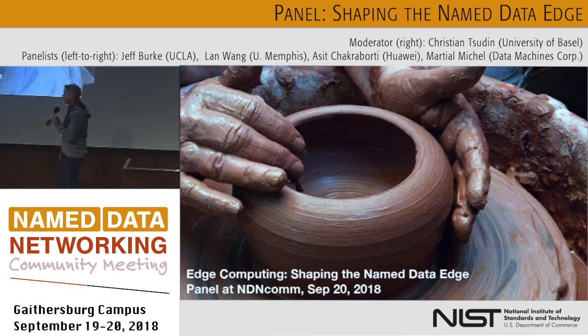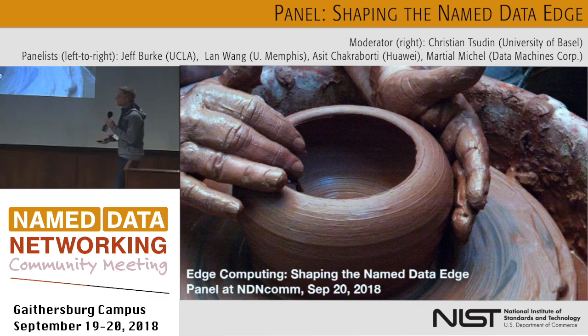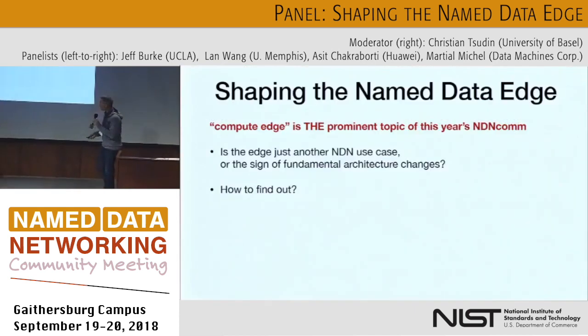And let's start with the panel. So it's about shaping the named data edge. And as you see in the picture, it's a delicate process. You can make things wrong, and then at the end you have no bowl, no soup, and no lunch. So we don't want that. We would like to really go for understanding what is the shape right now in which we are. So I'm very happy to chair that panel.